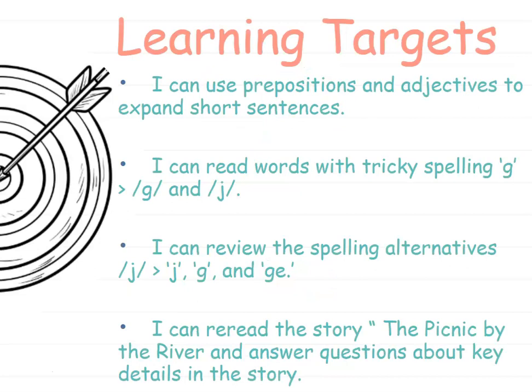I can use prepositions and adjectives to expand short sentences. I can read words with tricky spelling G representing the G and J sounds. I can review the spelling alternatives for J, G, and GE. I can reread the story, The Picnic by the River, and answer questions about key details in the story.